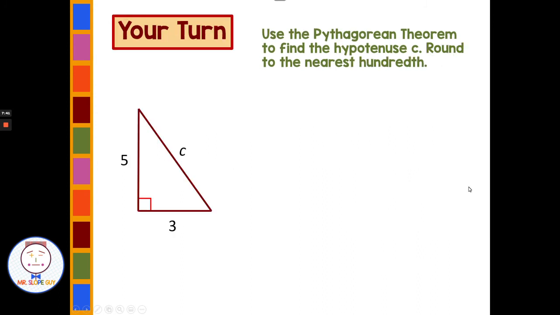All right, you guys ready to try one on your own? Pause the video here and see if you can find the length of the hypotenuse.